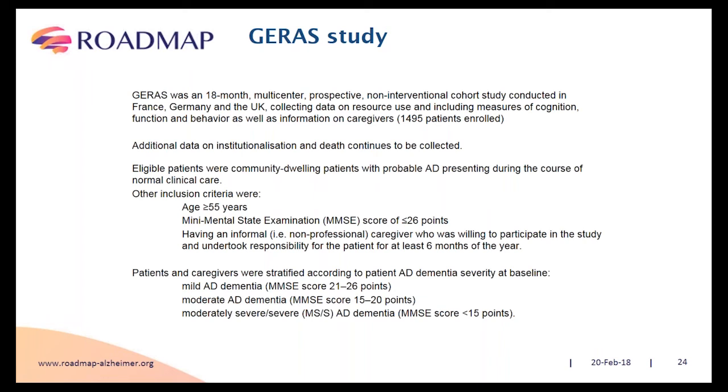So this study includes patients who are community-dwelling patients with probable AD. So these patients do not have biomarker-confirmed AD, but as we had mentioned, there's going to be 70 to 80% biomarker confirmation. And these patients were given a diagnosis of mild, moderate, or moderately severe/severe AD dementia. It was required that these patients have an informal caregiver who is willing to participate in the study, because one of the important things that this study provides is a lot of information on caregiver, caregiving time, caregiving burden, things like that, caregiver quality of life, and resource utilization. So we talked about the 3 different disease severities for the AD dementia.